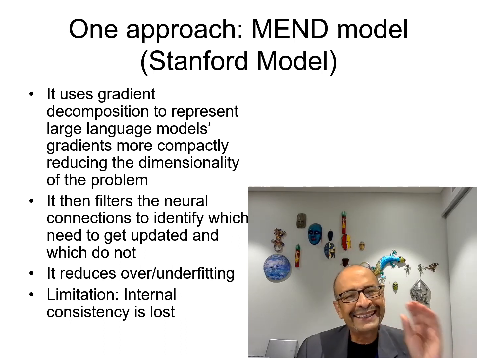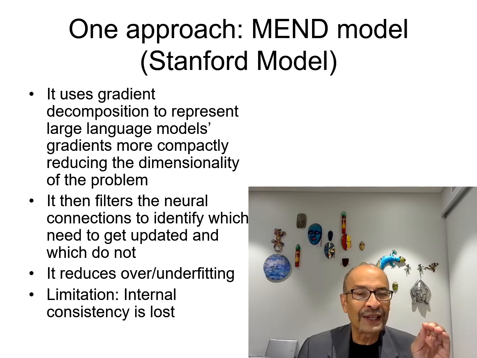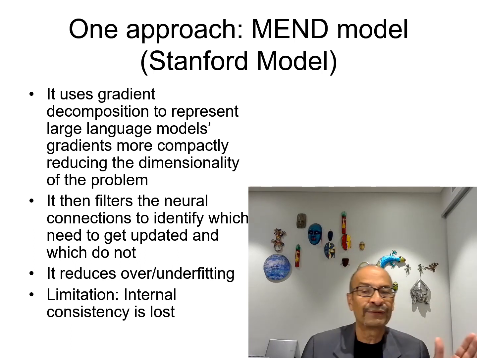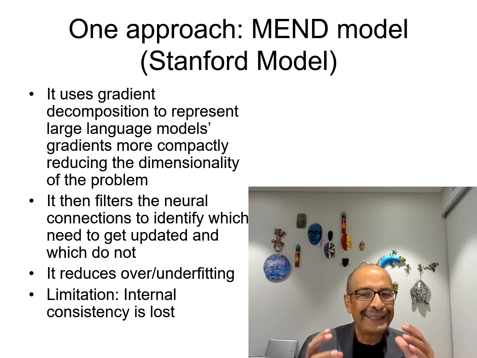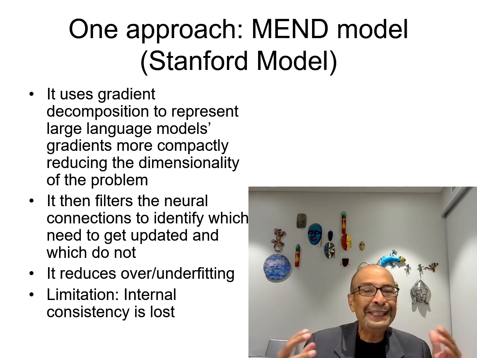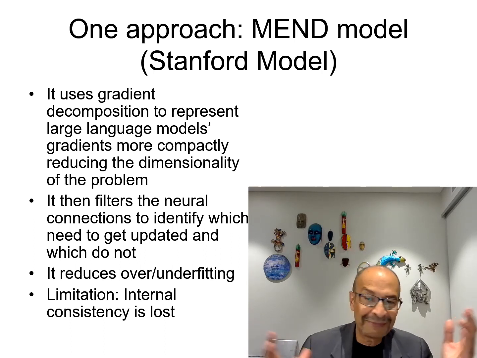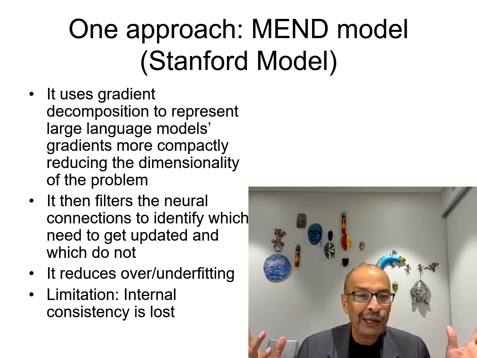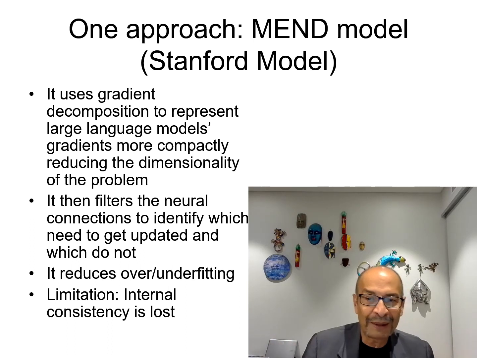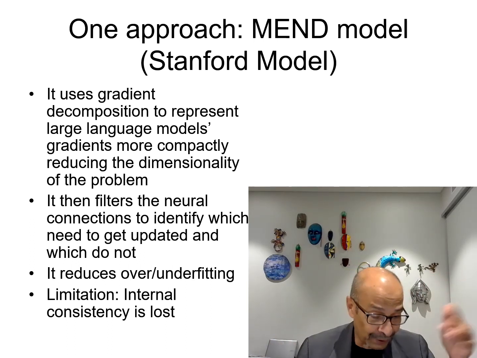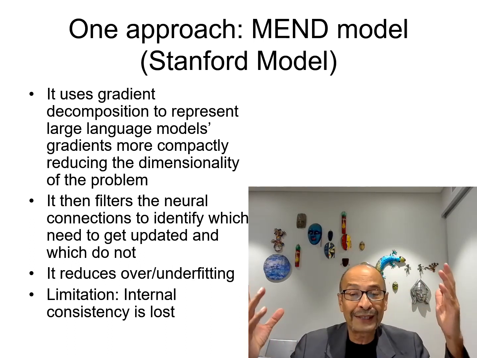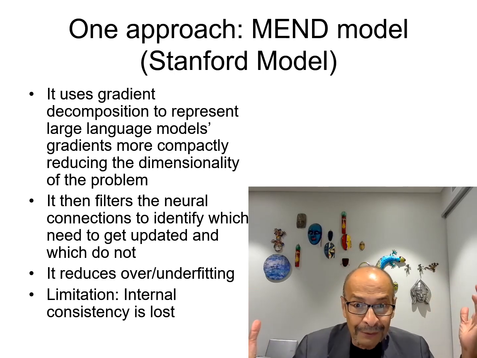So this is what this particular MEND model tries to do. So it does that, and in the process, and it has been tested with models of 10 billion parameters, it reduces overfitting and underfitting to some degree. The only problem is that it does have a cost. The internal consistency is lost. In other words, it might start to say Rishi Sunak as the Prime Minister of England and of the UK, and then it will suddenly say Rishi Sunak is a criminal, for example.